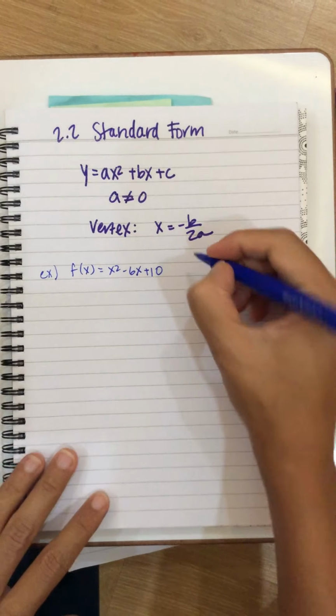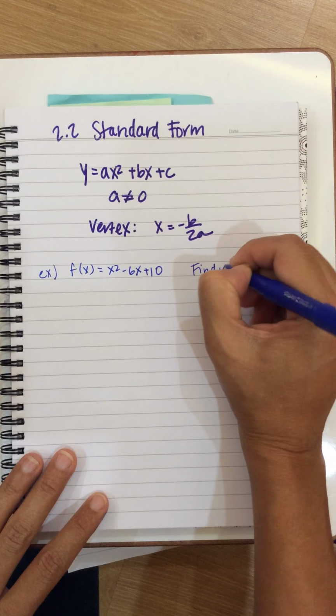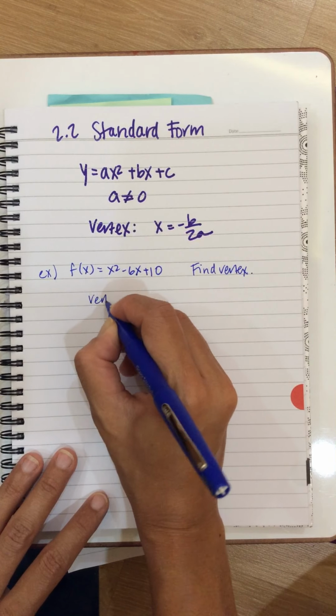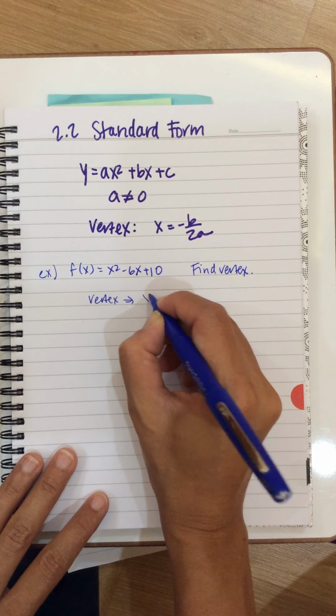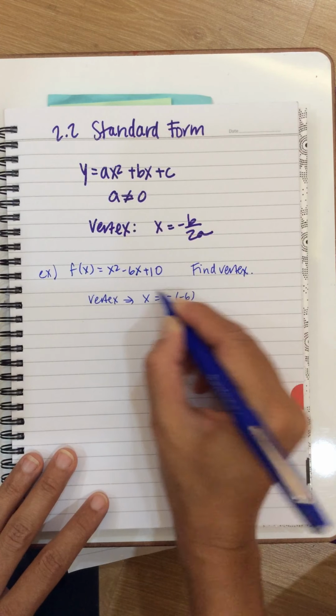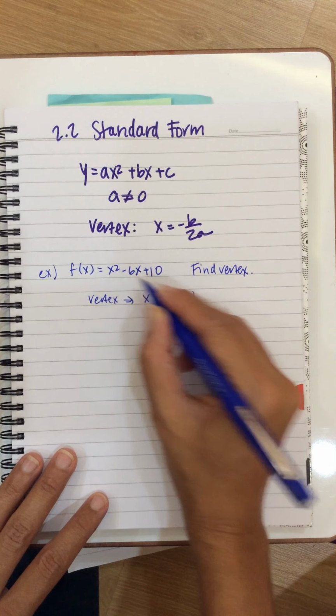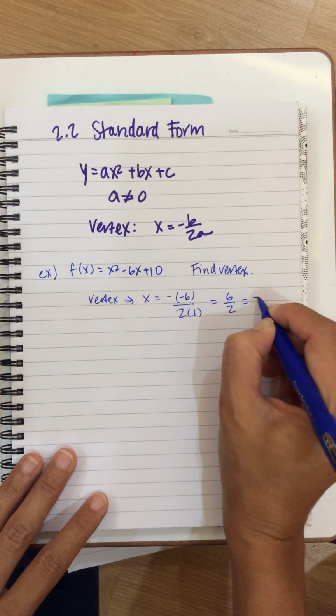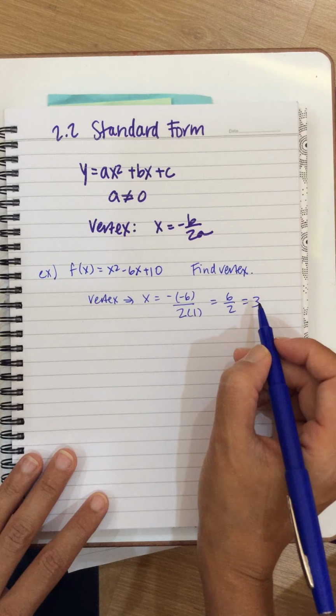Standard form, find the vertex. So we are going to use that formula above. So I know the vertex, I can find the x-coordinate by doing the negative of b, so the negative of negative 6, over 2 times a, and a is 1. So that just becomes 6 over 2, and that's 3. So the x-coordinate is 3.